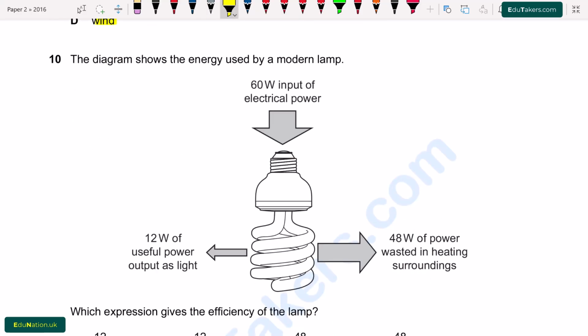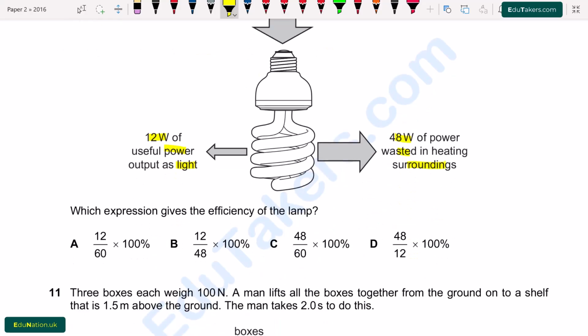Question number 10. The diagram shows the energy used by a modern lamp. Here is 60 watt input of electrical power, 12 watt of useful power output as light, 48 watt of power wasted in heating the surroundings. Which expression gives the efficiency of the lamp? So here we have to find out the efficiency of the lamp. Here the efficiency is the ratio of the useful output power to the input power.